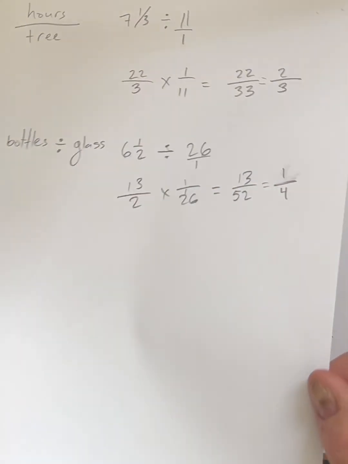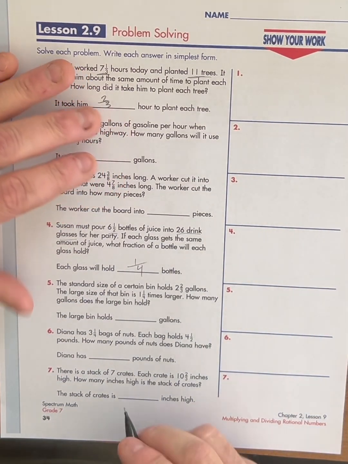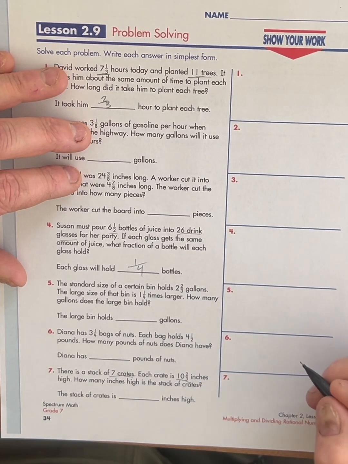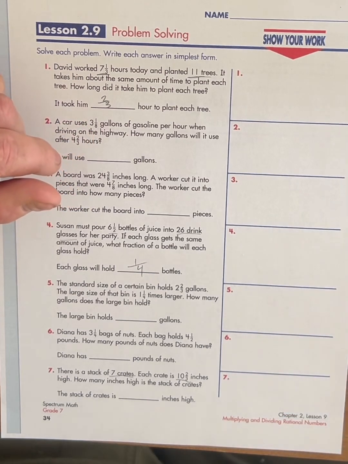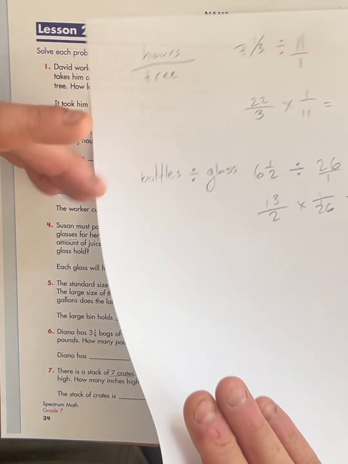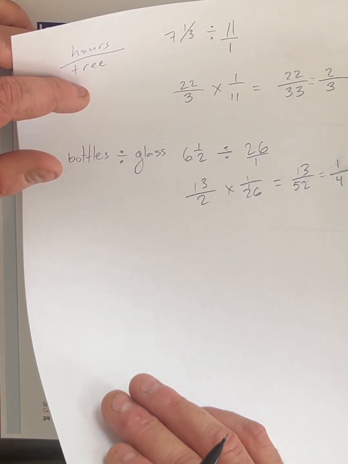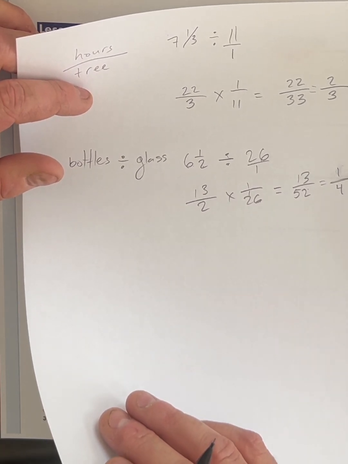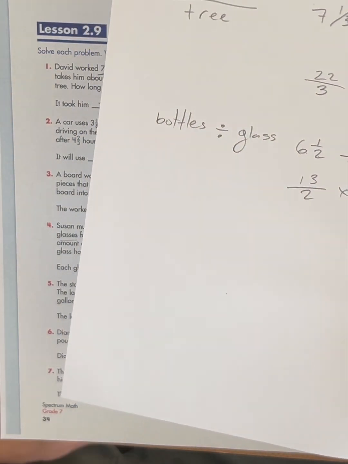Okay, let's go all the way down to number 7. There is a stack of 7 crates. Each crate is 10 2/3 inches thick, inches high. How many inches high is the stack of crates? Okay, there's a stack of 7 crates. Each crate is 10 2/3. So the stack of crates is how high?